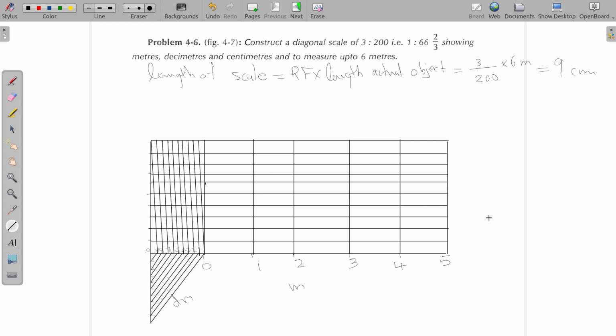For example, in this case, let's say we would like to mark 2.3. So this is now meter, this is decimeter, and this sort of represents millimeters. Okay, I'll just write these numbers here so that this is 0, 1, 2, 3, 4, 5, 6, 7, 8, 9 and 10. Now if you'd like to mark 2.3, you can draw a vertical line from here.